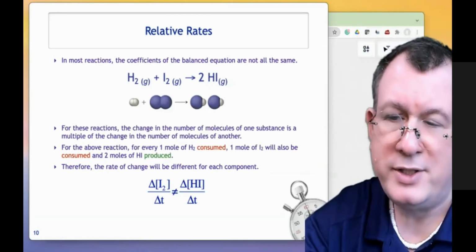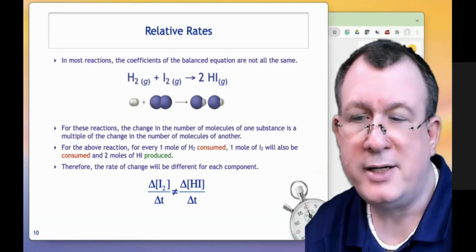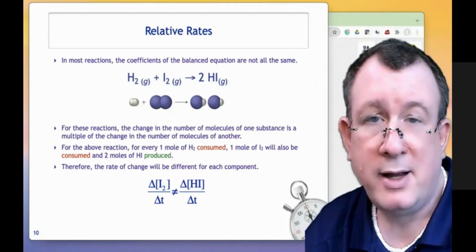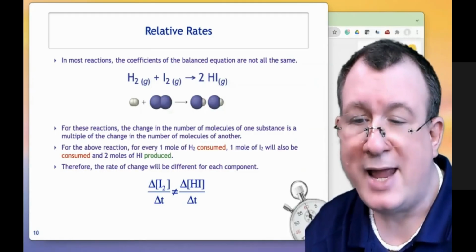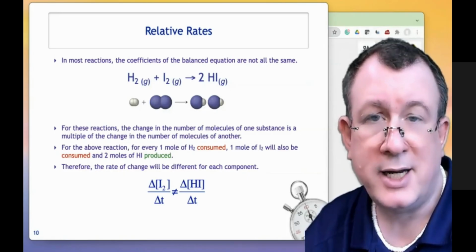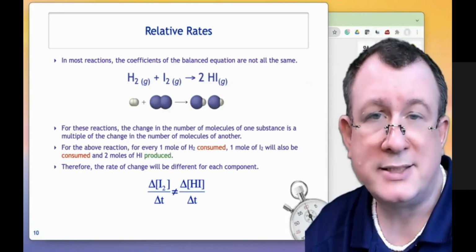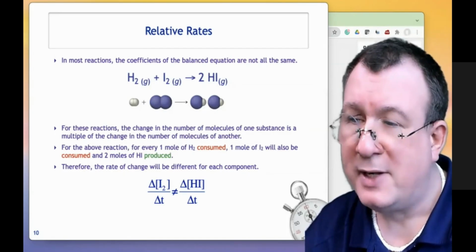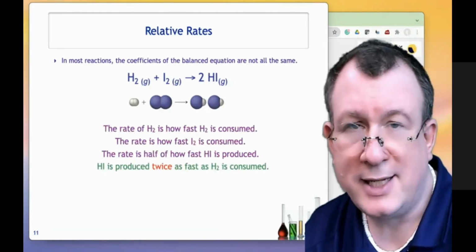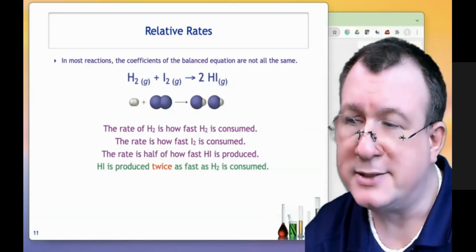If I know what the rate of hydrogen is, the rate of iodide is going to be the same, and both those rates will be negative, and the rate of hydrogen iodide is going to be twice that, but positive. So in other words, the coefficients in front of those things link the different rates.